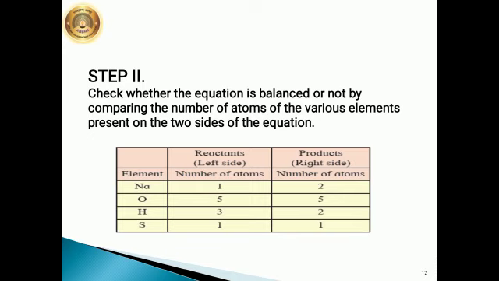Now take out your page number 34 in your textbook. Let's see the second step. Check whether the equation is balanced or not. Now look at the left hand side, the reactants. The number of atoms for Na is 1 and in the products the number of atoms for Na is 2. For oxygen it is 5 and for the product it is 5. Hydrogen it is 3 and in the products the number of atoms is 2. For sulfur it is 1 and in the product it is 1.